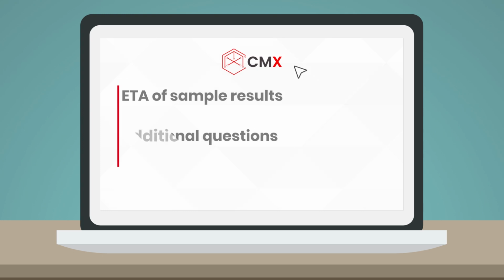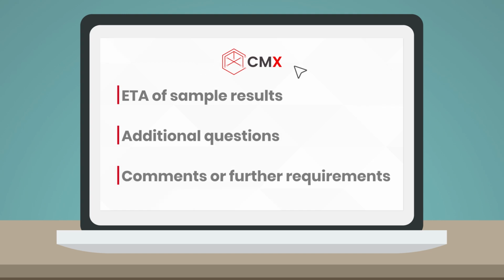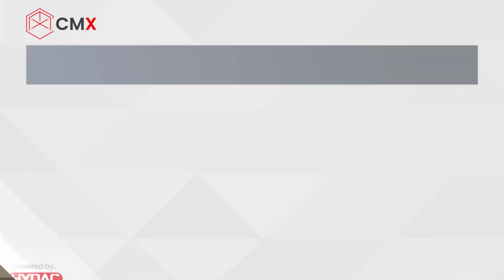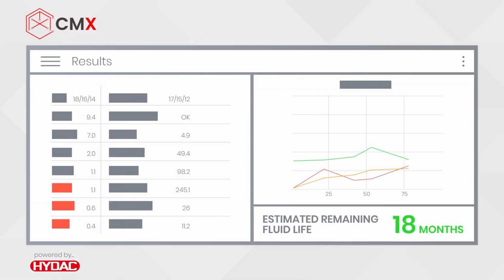A question can also be included in this email asking if you require any additional laboratory analysis or have any comments. Once the analysis is complete, the CMX laboratory portal will give a red, amber, or green indication against each result, depending on whether they are close to or have exceeded the machine's acceptable limits.